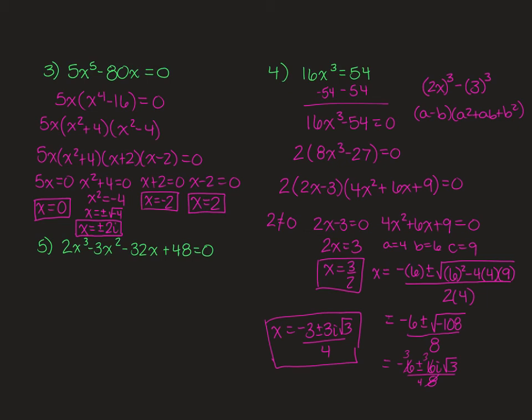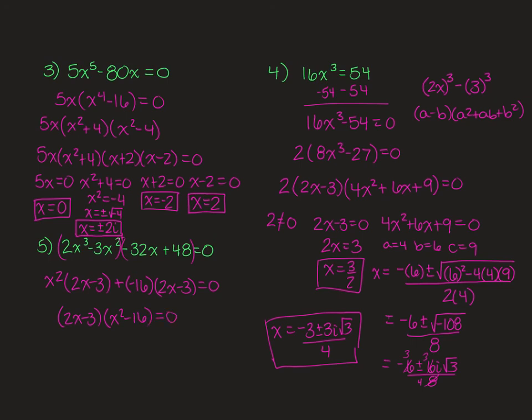This is a 4-term polynomial, so I'm going to try factoring by grouping. So I'm going to group the first 2 together and then group the second 2, and then just make sure that there's a plus sign in between them. I'm going to factor out an x squared from the first group, which will give me 2x minus 3, plus, and then from the second group, I can actually factor out a negative 16, and that will give me 2x minus 3. So my factored form is 2x minus 3, and then x squared minus 16.